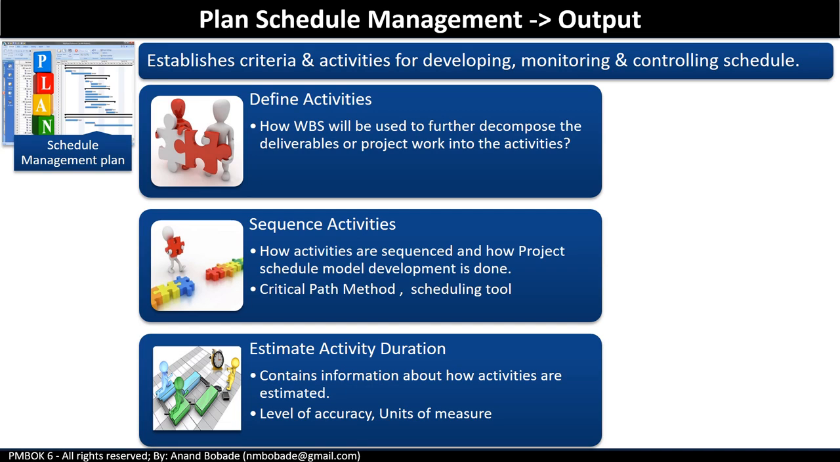Estimate activity durations. It contains information about how activities are estimated. It will also define the level of accuracy, which means what is the acceptable range used in determining realistic activity duration estimates. It also explains the unit of measure, which means what will be the unit of measurement for measuring time. It can be hours, it can be days, or it can be months.